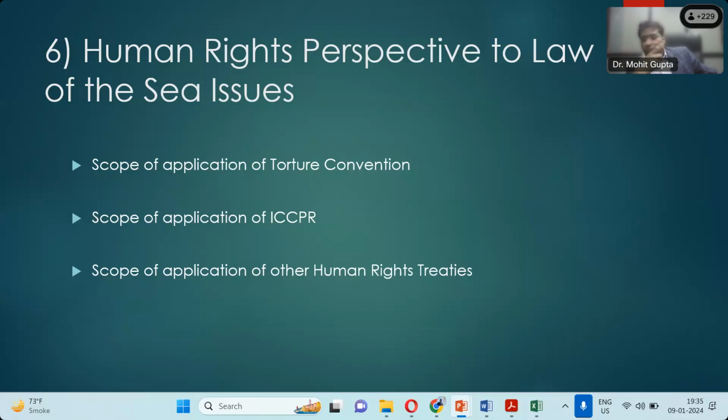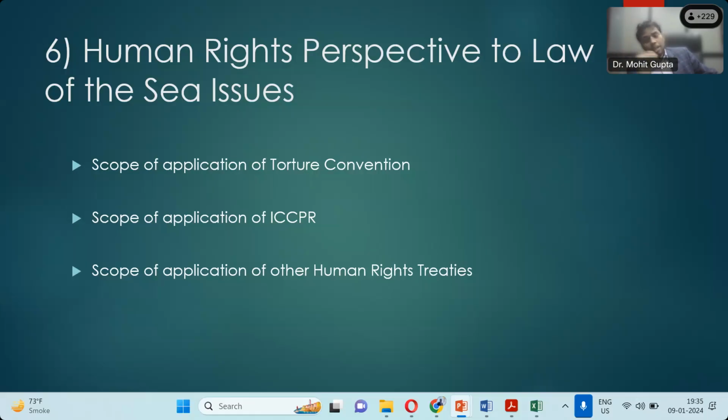For instance, ICCPR in its Article 2, Clause 1 talks about the scope of applicability of ICCPR. And Article 2, Clause 1 says that state parties have to ensure ICCPR rights for all individuals who are within their territory and subject to their jurisdiction. This is the language of Article 2, Clause 1.